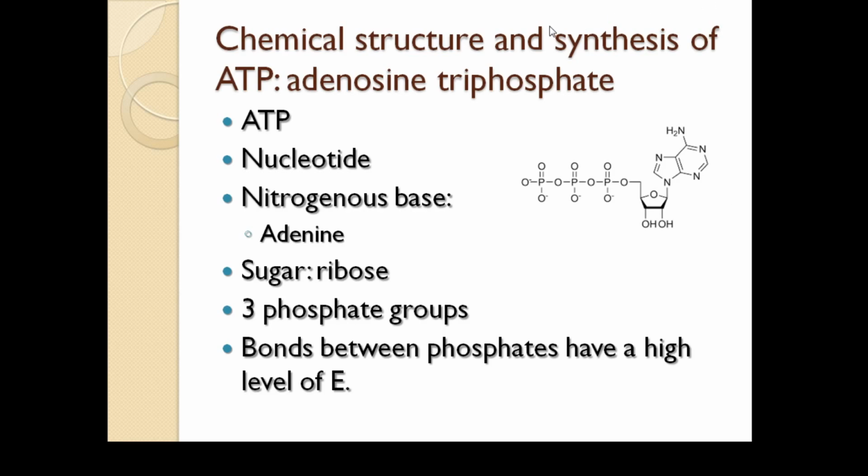Okay, great. So now again, chemical structure and synthesis of ATP, adenosine triphosphate. ATP is a nucleotide, so it has to have a sugar, a nitrogenous base, and a phosphate group. In this case, the nitrogenous base is adenine, the sugar is ribose, and we have 1, 2, and 3 phosphate groups attached. So adenosine triphosphate, because we have 3 phosphate groups. The bonds between the phosphate groups have a high level of energy, and that helps the different activities in the cell.